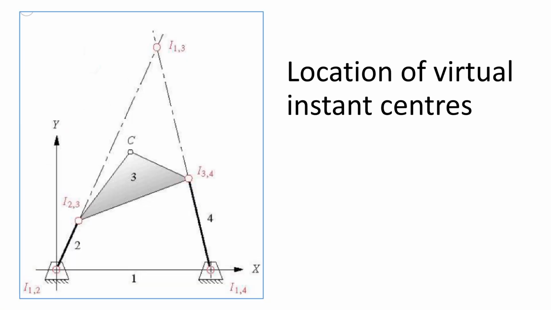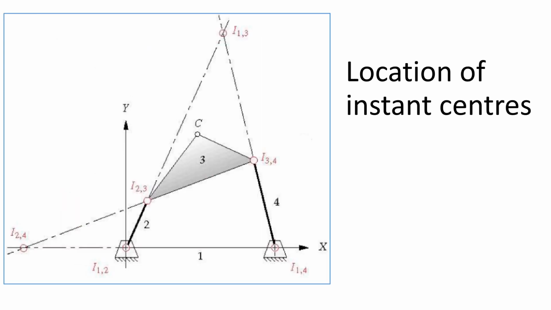Location of virtual instant centers. Extend link 2 and link 4 such that they meet at an intersection point, which will be the virtual instant center I13. Now extend link 1 and link 3 to meet at I24. This will be the 6th instant center.